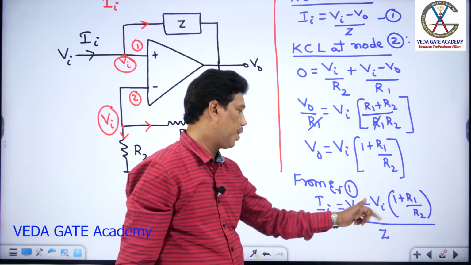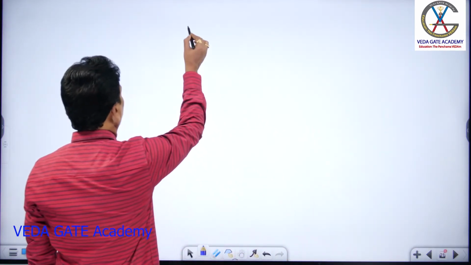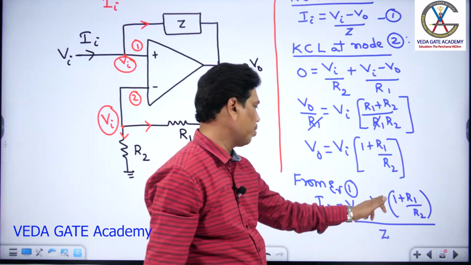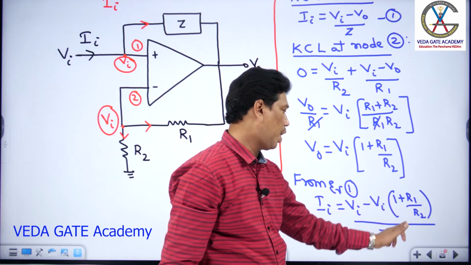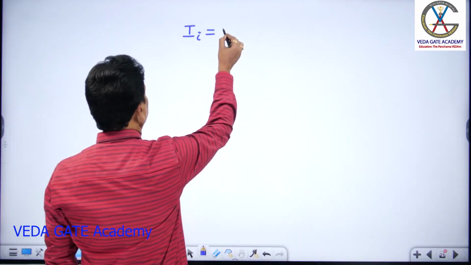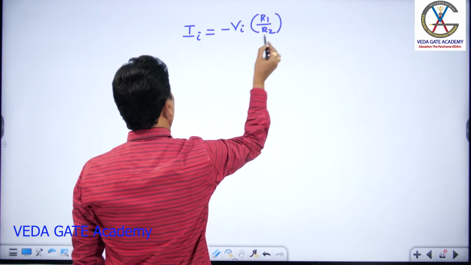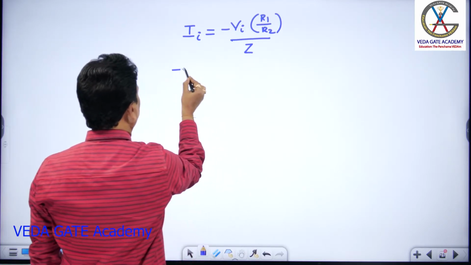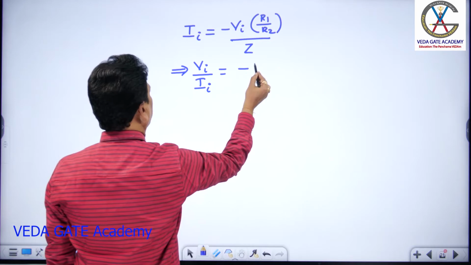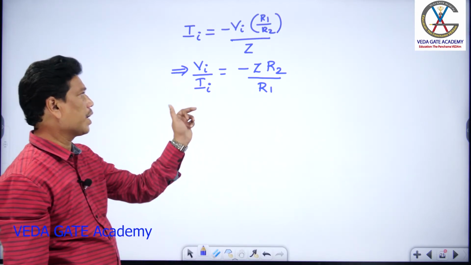Now Vi gets cancelled, and the corresponding input current Ia equals minus Vi into R1 by R2 by Z. From that, the input impedance Vi by Ia becomes minus Z R2 by R1. This is the input impedance Vi by Ia of the circuit.